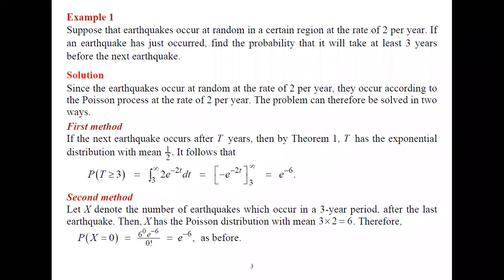Okay. If the time of occurrence is greater than or equal to 3, it means between time zero and 3, no earthquake occurred. Because we know that the next earthquake occurs after 3 years. It means before the 3 years, there was no earthquake after the last one. So it's the same as the probability that X, the number of earthquakes, is equal to 0. Because the next earthquake occurs after 3 years. So this is the same as the probability that the number of earthquakes within that 3 year period from 0 to 3 is 0.